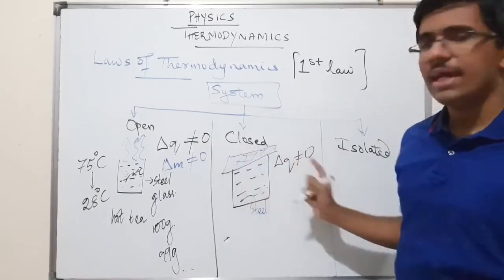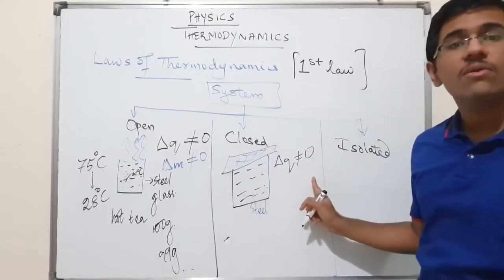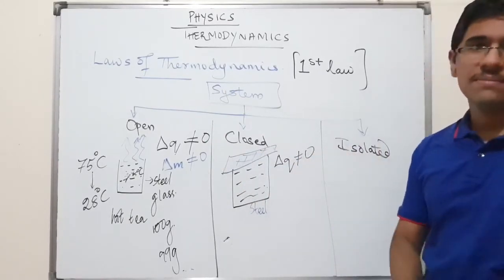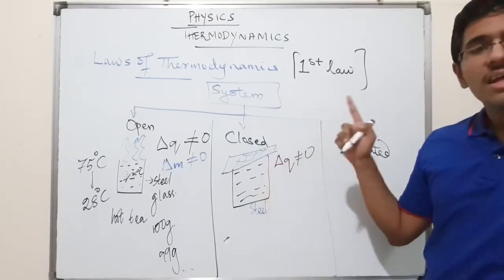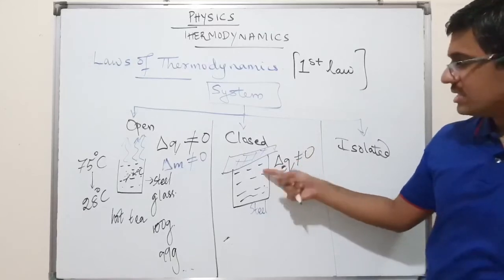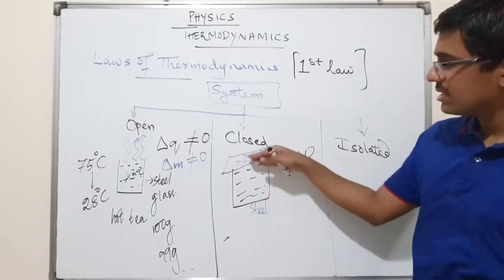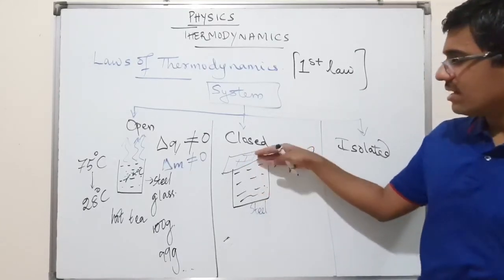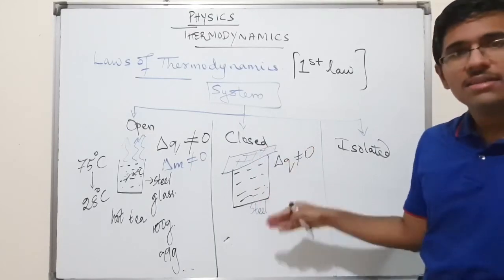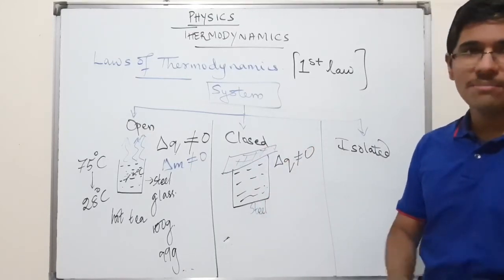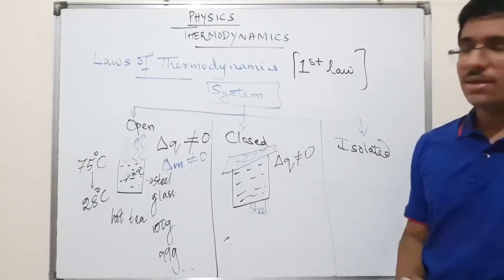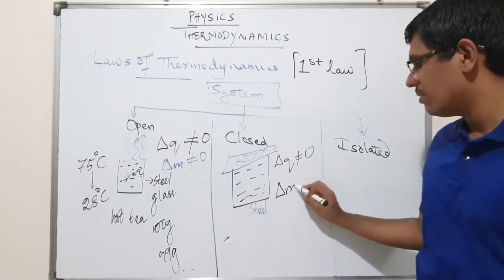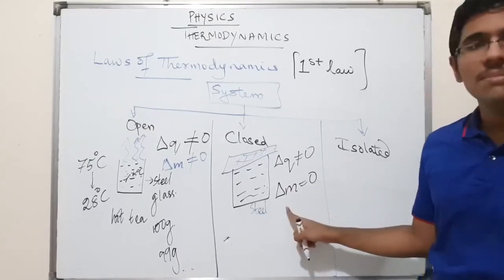Same way, heat has changed. But what about the quantity of the tea inside? The quantity of tea inside will not change, because evaporation cannot cause a change in mass here, because it is covered. Whatever evaporates will obviously condense and fall back inside the beaker or tumbler. So water will not escape. So I can say that the change in mass is equal to 0. There is no change in mass.